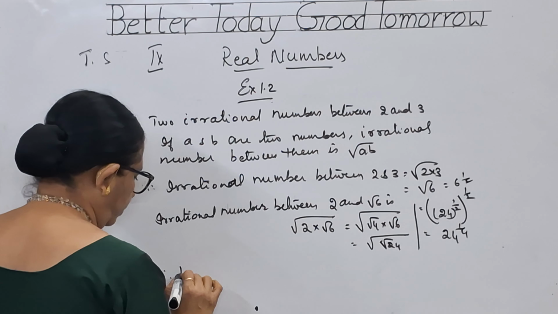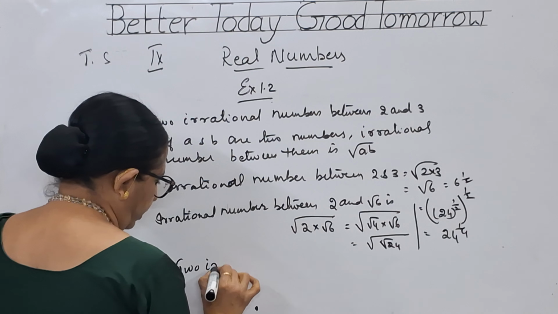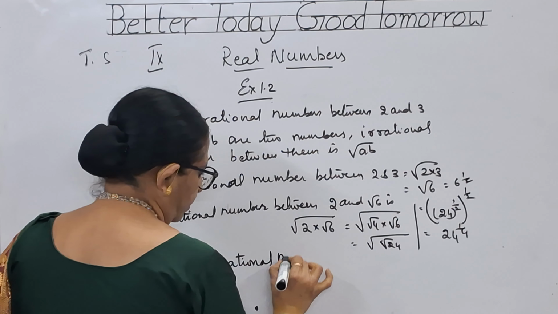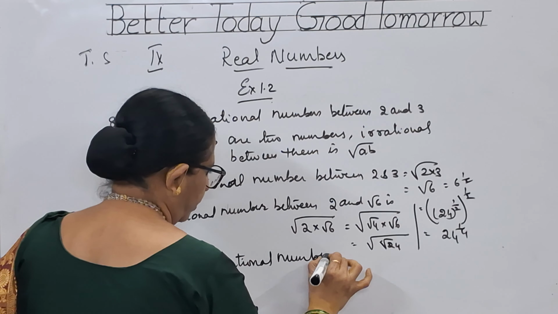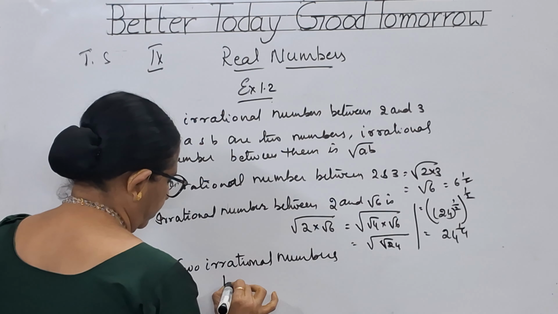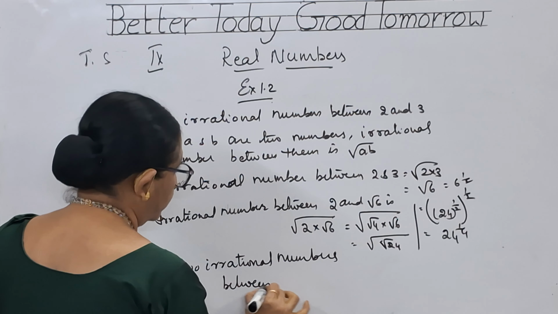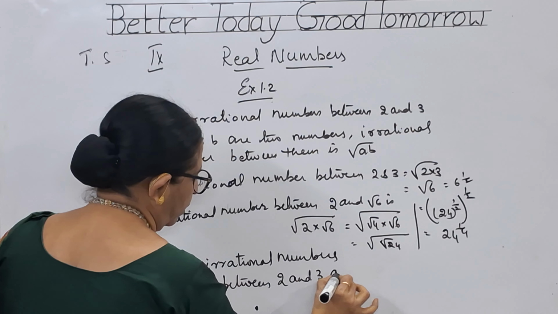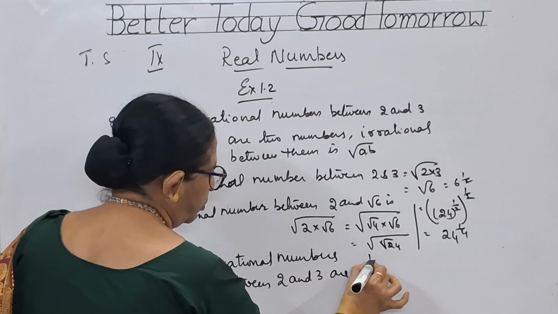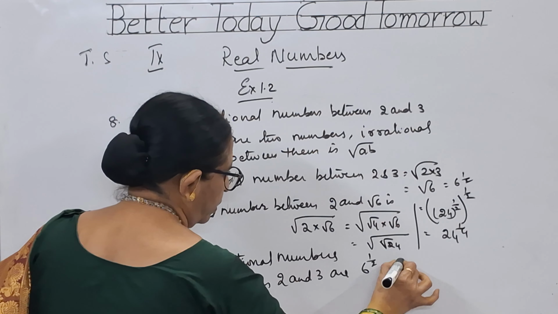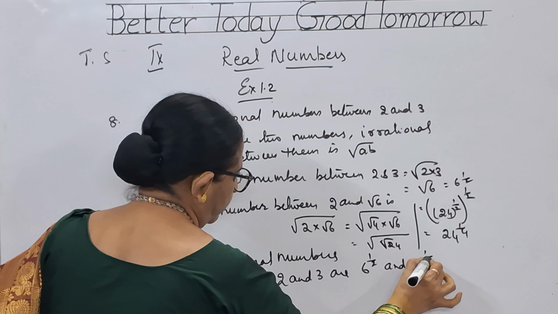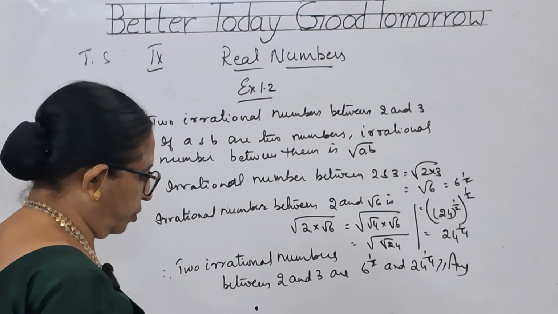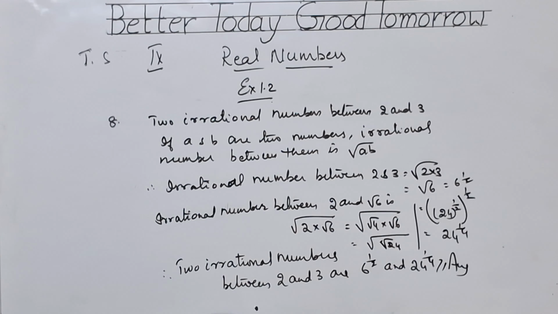Therefore, two irrational numbers between 2 and 3 are 6 to the power of 1 by 2 and 24 to the power of 1 by 4. This is the answer, children. I hope you have followed.